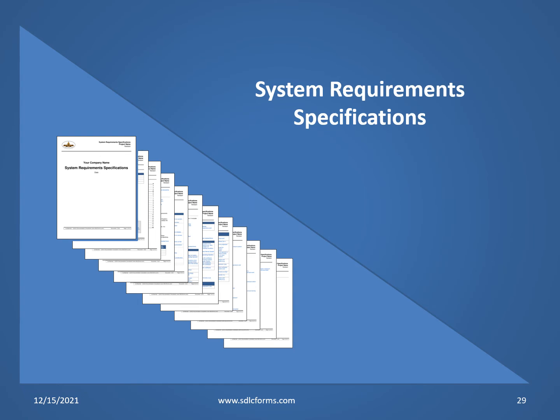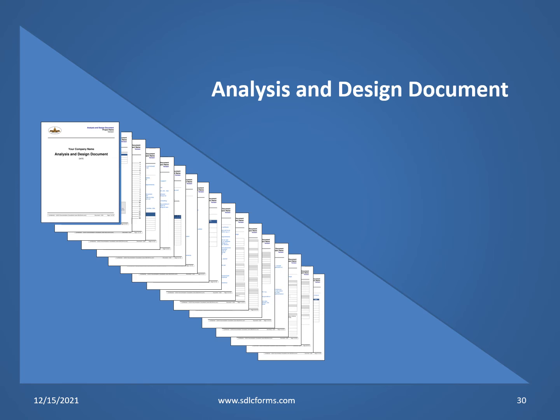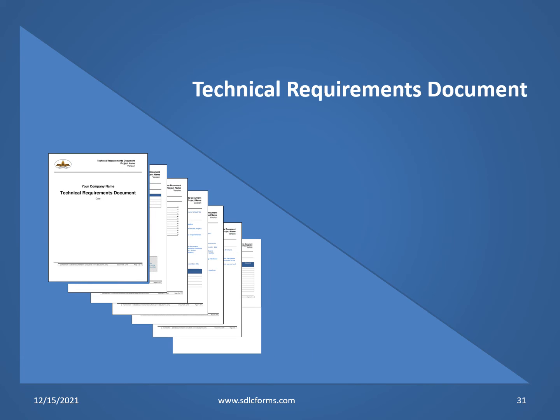The system requirement specifications provide more details to the project's high-level requirements, including detailed information so that the system can be built to satisfy those system requirements and quality. The analysis and design document provides detailed information to perform an analysis and design of a system.